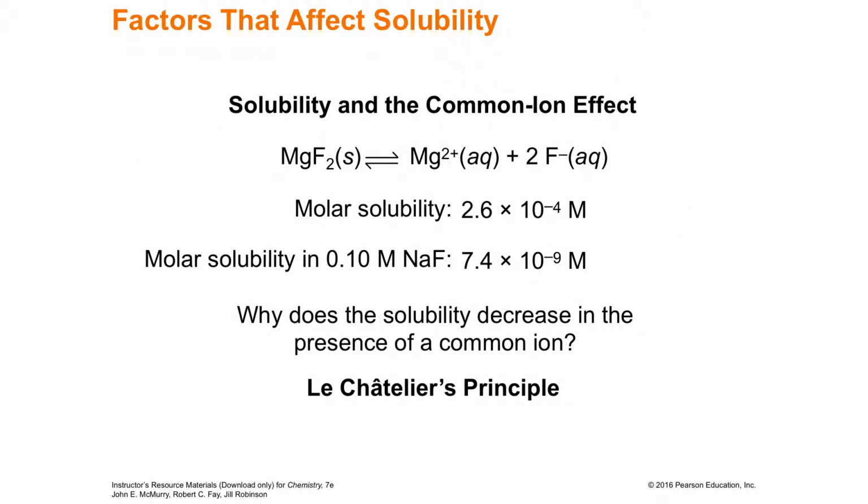Okay, so here's what it would be normally: 2.6 times 10 to the negative 4. So it's still not very soluble. But if I add a little bit of common ion, so add a little more fluoride, it's going to be even less soluble than it was.